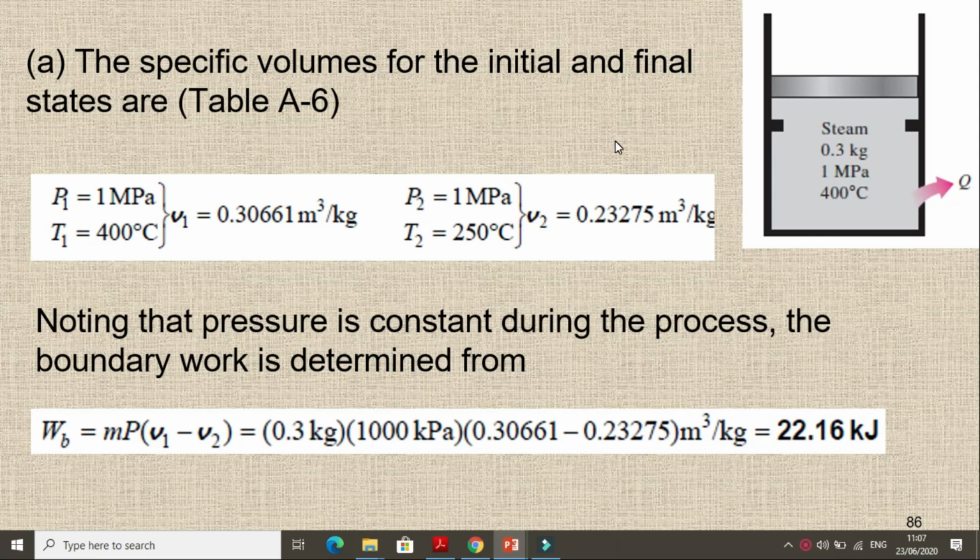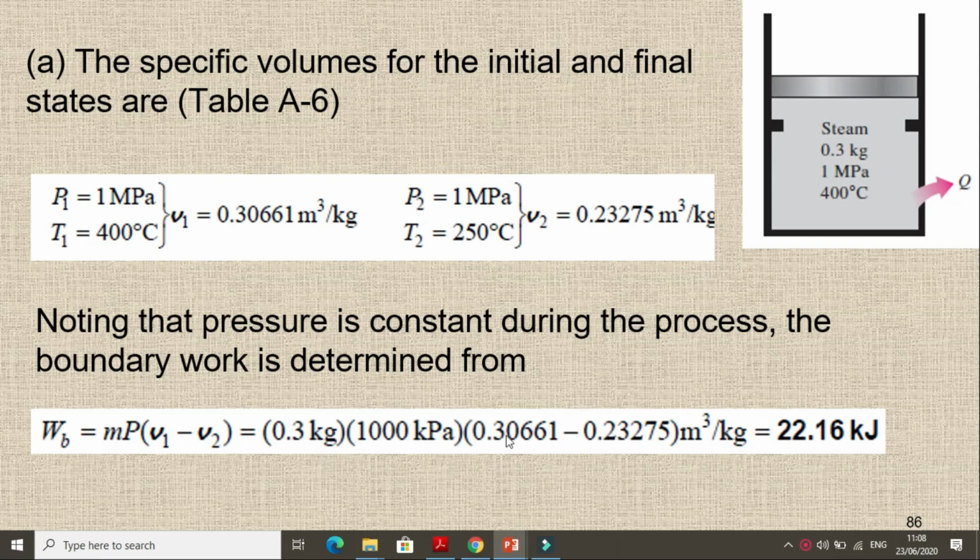And right now, because it is a compression process, you will get a negative answer if I say the boundary work is the pressure times the final volume minus the initial volume. But just in order to find out the magnitude only, I'm writing it simply as m P (v1 minus v2), and by putting in the values, we have the mass of 0.3 kg, and 1 megapascal, and then the v1 minus v2, or you can write v2 minus v1 as well. If you write v2 minus v1, you will get a negative answer, and the negative answer will show that it is a compression process. So it's better to write it the opposite way, so it will be easy.